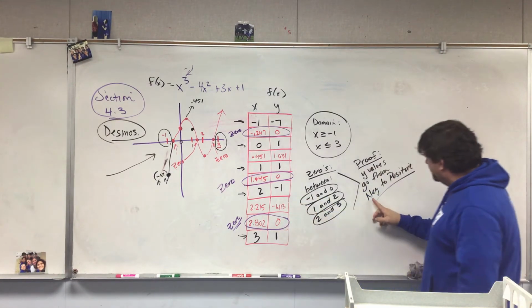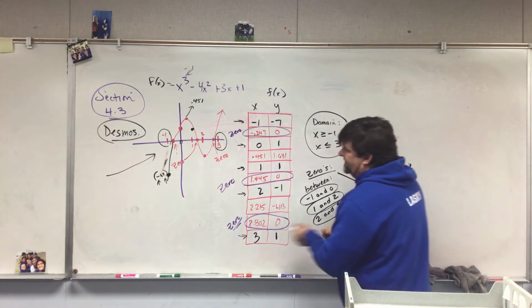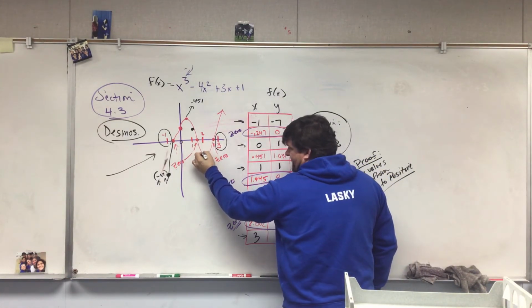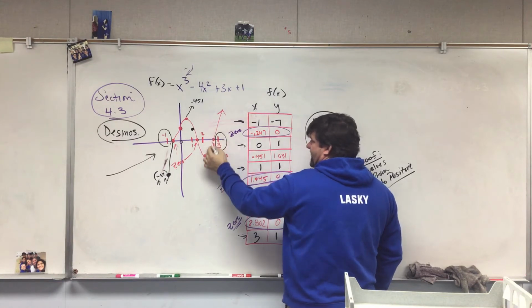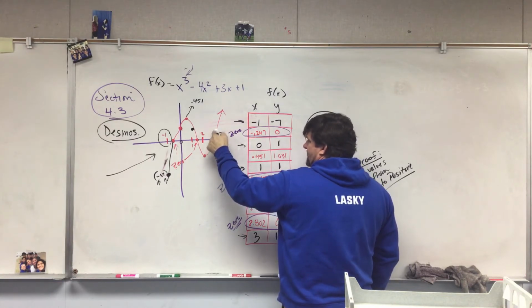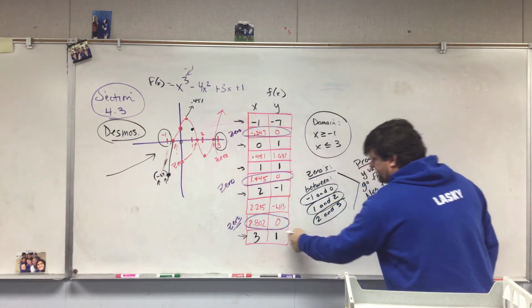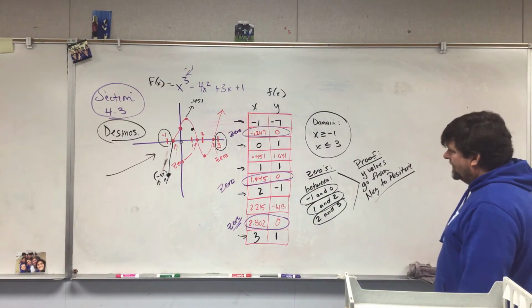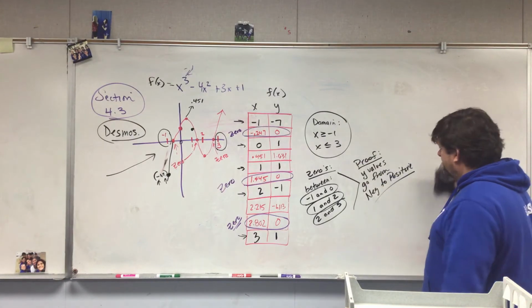So again, I went from a negative to a positive y value. If you look at the graph, we go here, negative value, negative value, negative value, negative value, positive y value. So I go from a negative value to a positive value. That's why I have a 0 there. All right, so that's how you find your zeros.